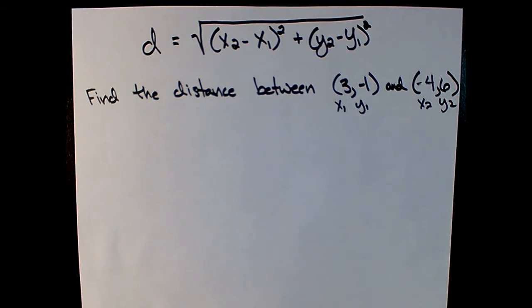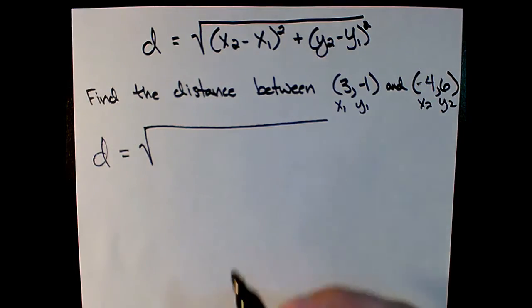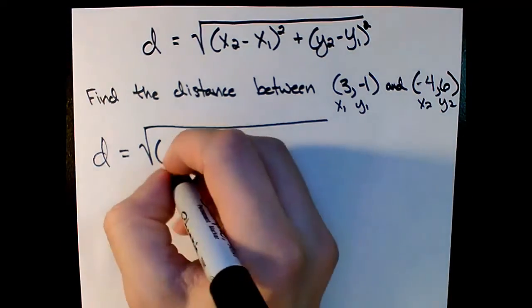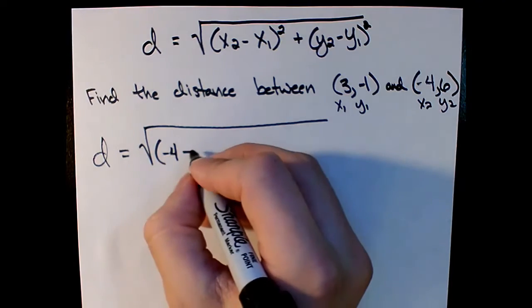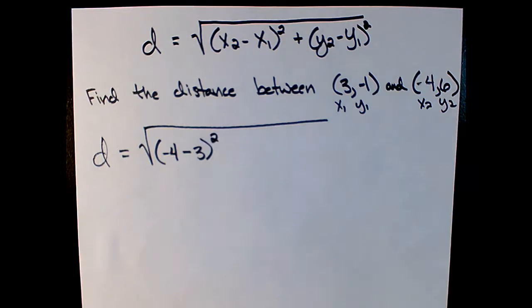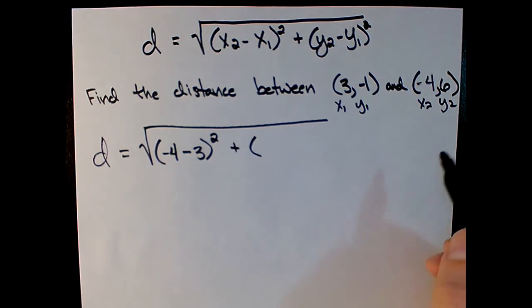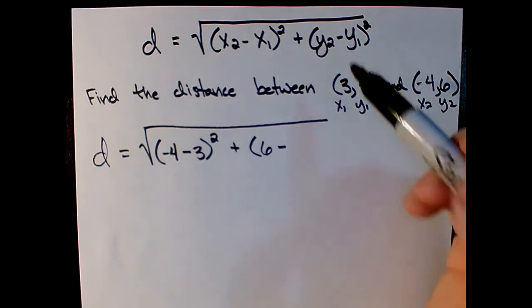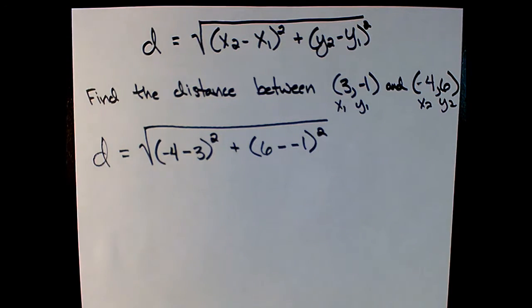Now I plug it into the distance formula. D equals a huge square root. X sub 2, in my case, is -4, so I'm going to plug in -4 minus x sub 1, which is 3, squared, plus y sub 2, which is 6, minus y sub 1, which is -1, squared again.